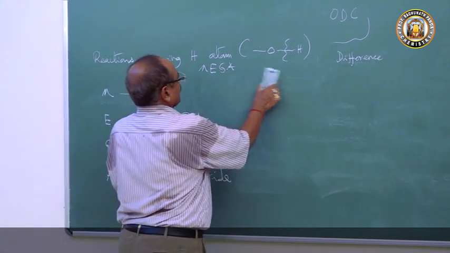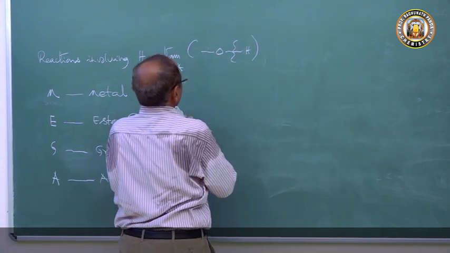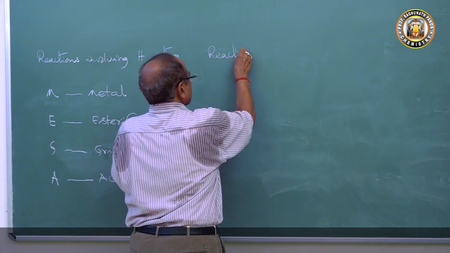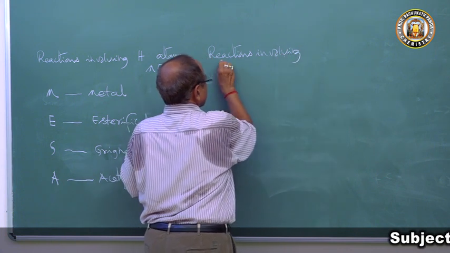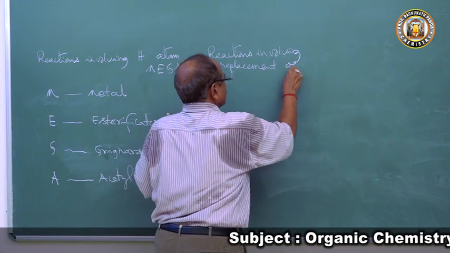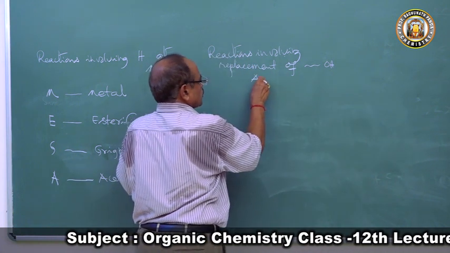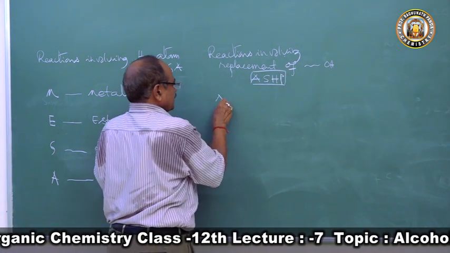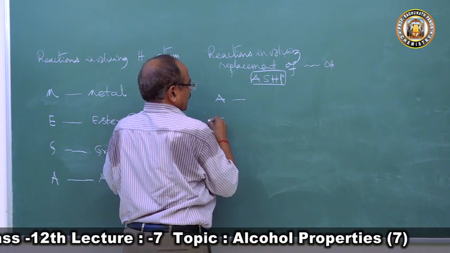MEGA. Now we'll come to the reactions involving OH group. The second type of reactions, the reactions involving replacement of OH group. So what is the code? A source of horsepower. ASHP is the source. So it is ASHP. A, reaction with ammonia.